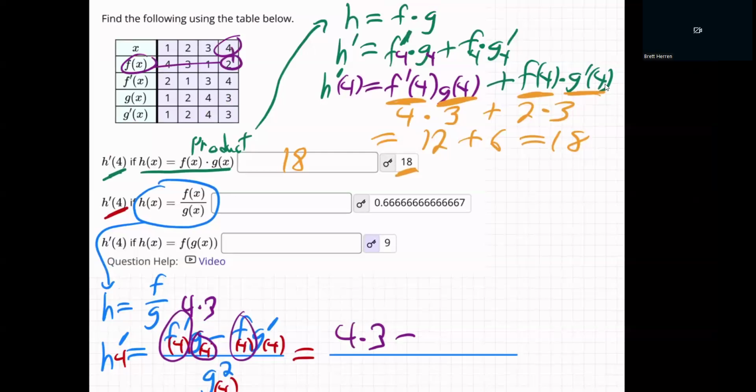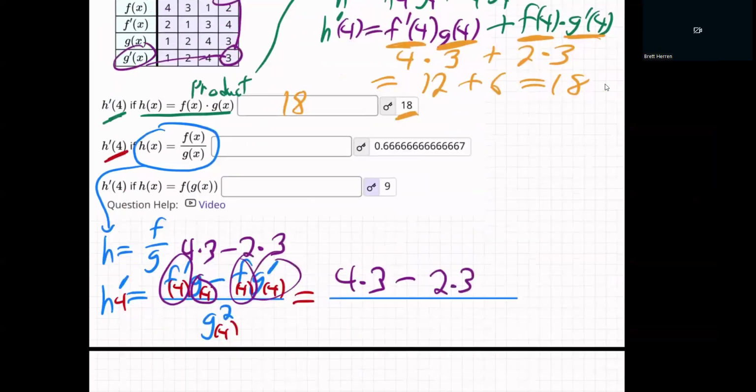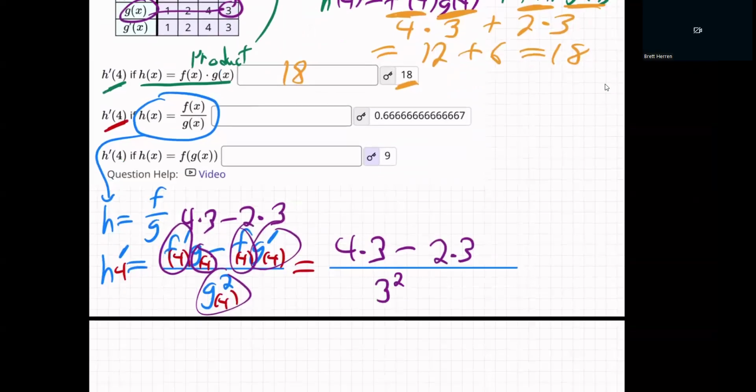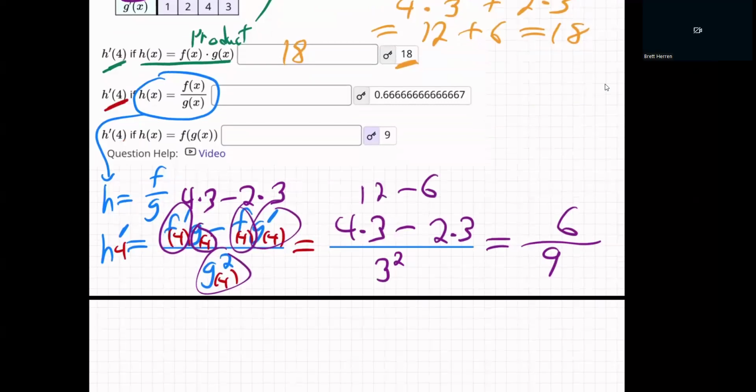f of 4 is 2, times g prime of 4. g prime of 4 is 3. Minus 2 times 3, over g squared of 4. g of 4 is 3, so that'd be 3 squared. So what do we got here? 12 minus 6 would be 6 over 9. If you divide that on your calculator, you get 2/3 or 0.66666. Take 6/9 or 2/3 or the decimal, whatever.